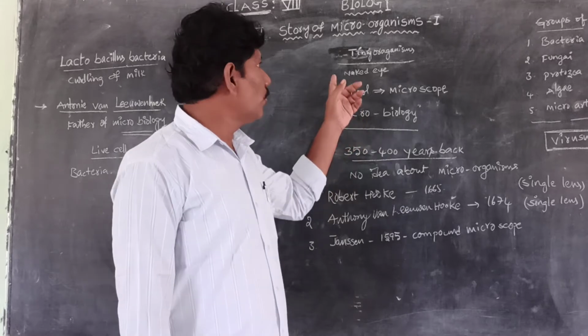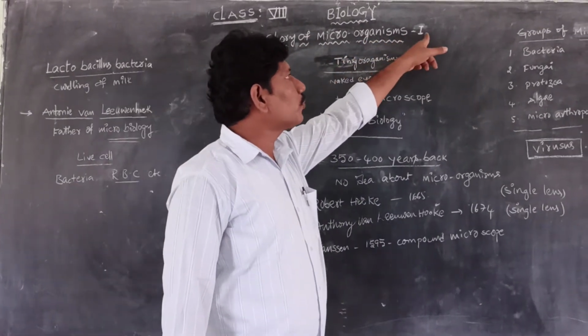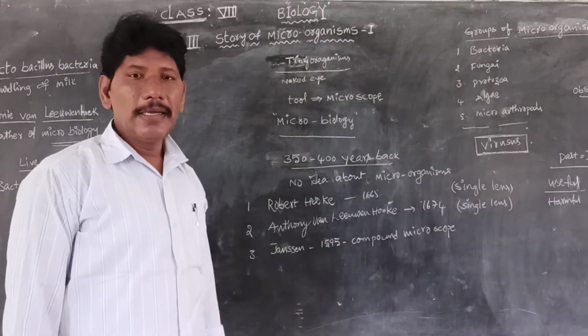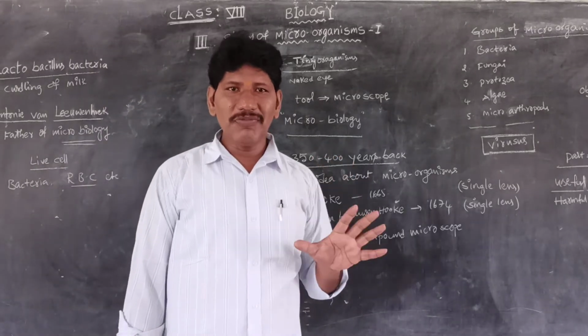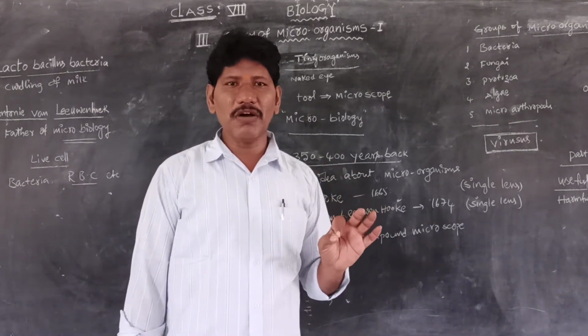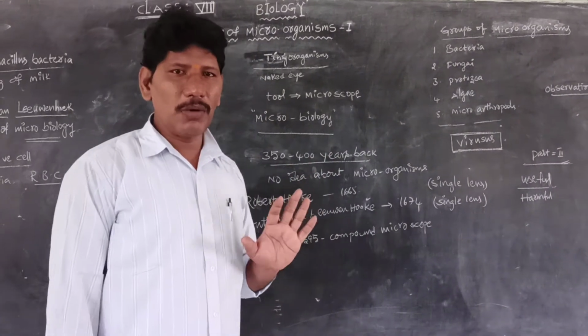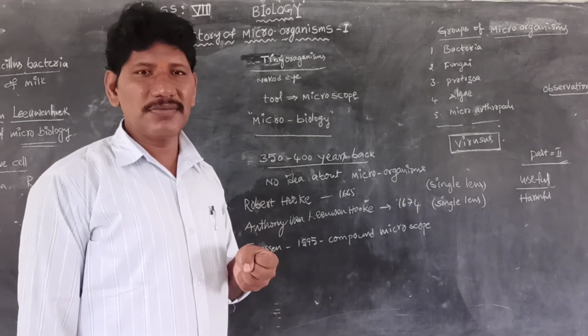So, coming to the story of microorganisms, part 1 and part 2. Part 1 is a very simple topic, related to the observation of different kinds of microorganism groups. For example, there are 6 different groups of microorganisms that exist in nature.